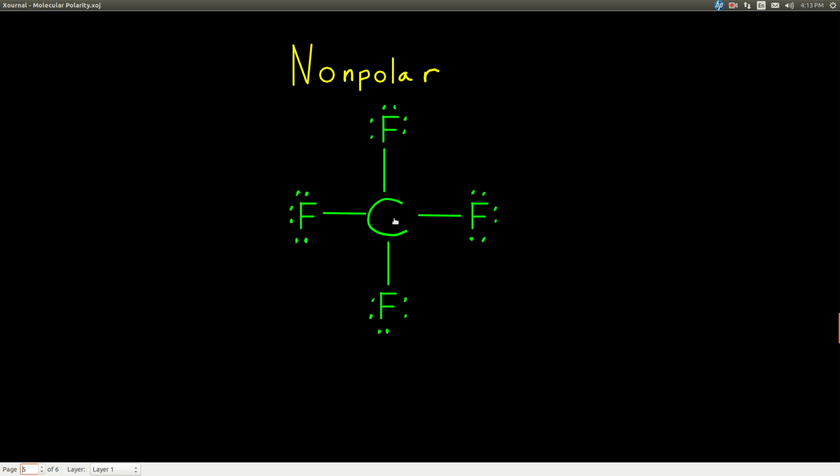However, what's the shape of this molecule? Well, the central atom, carbon, has 4 electron groups, 4 bond pairs, 0 lone pairs. This is the tetrahedral geometry. And in the tetrahedral geometry, it's very symmetric. The poles, because these are all the same element, they all pull at the same strength, they all cancel each other. This is a non-polar molecule.